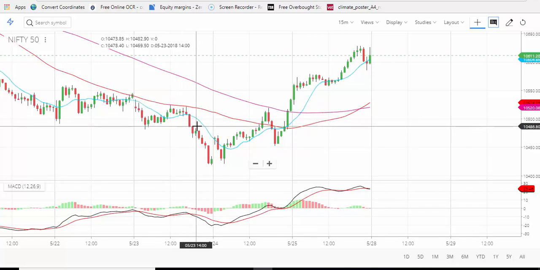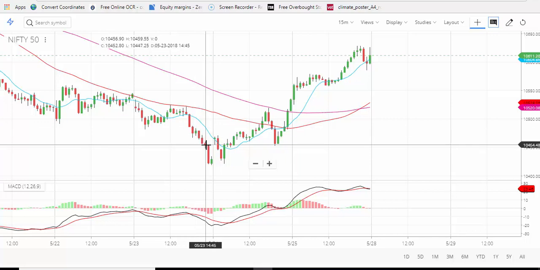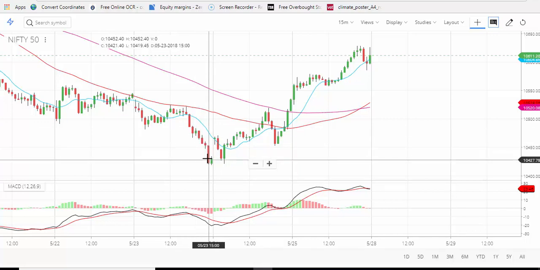So at that position you have to short this one. And you can see that within 1 hour the price goes down along.